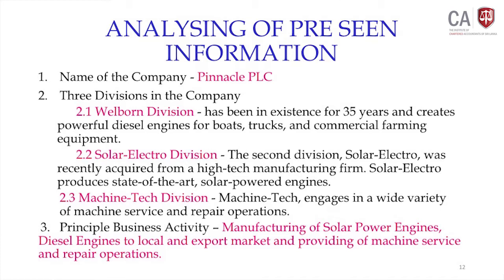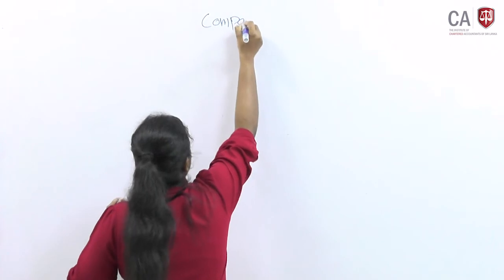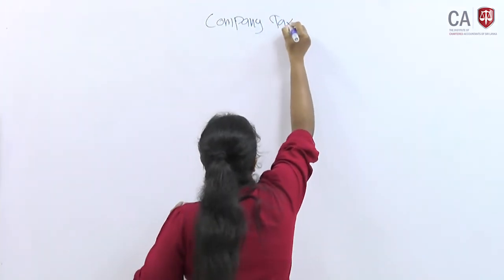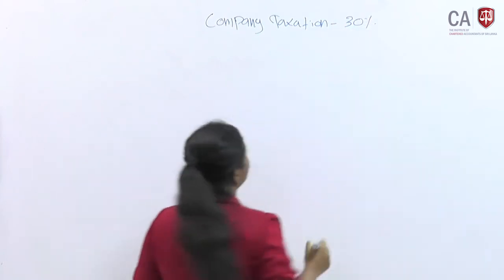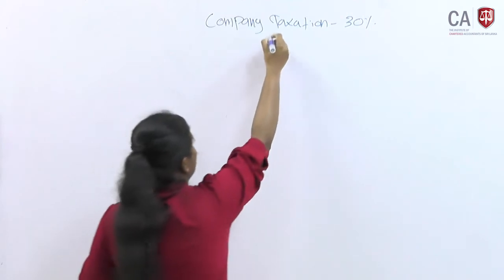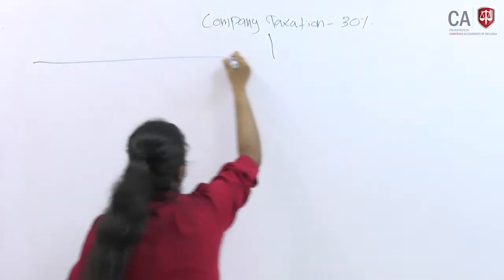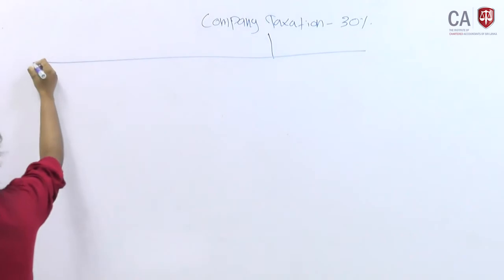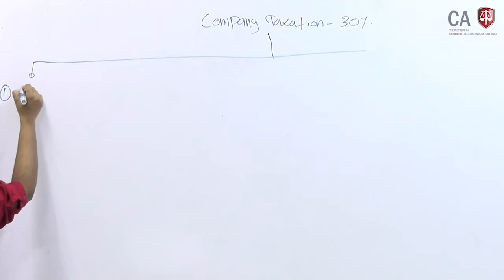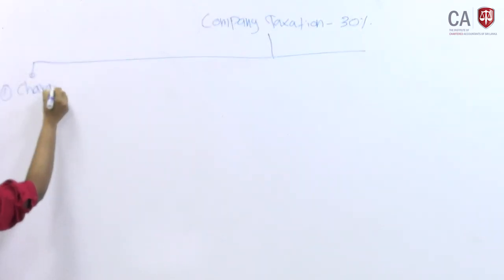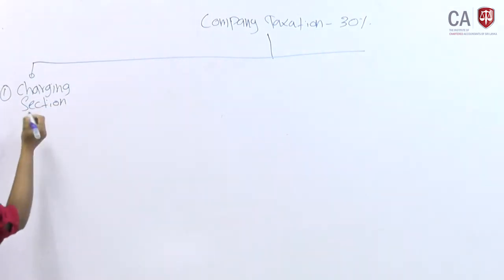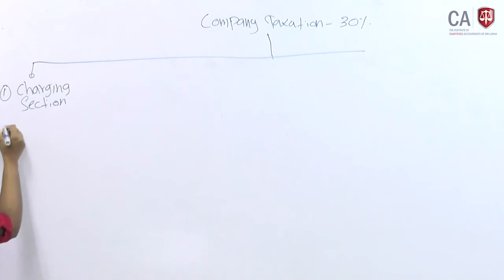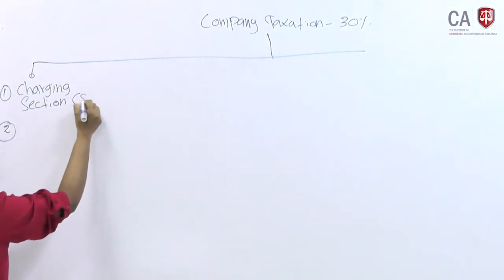Okay, then company taxation, which is your 30% area. To compute company taxation, you should know all these areas. In that, the first one is the charging section, which is the imposition of income tax. This is section 2.